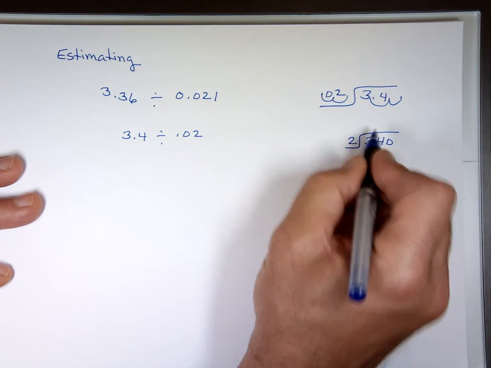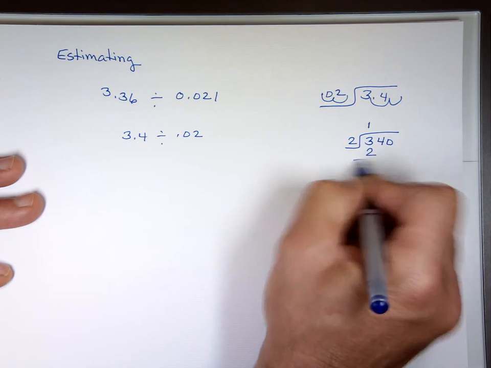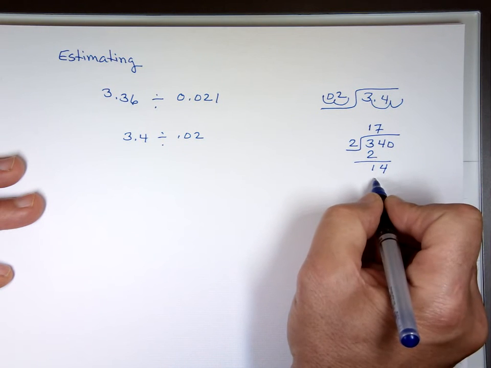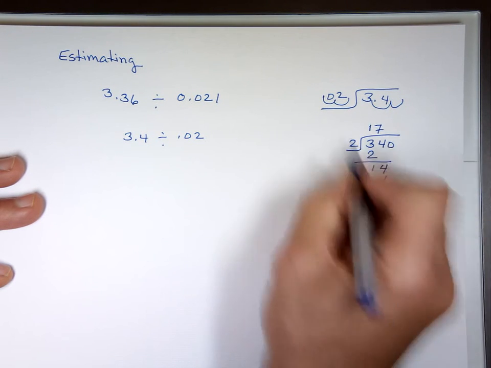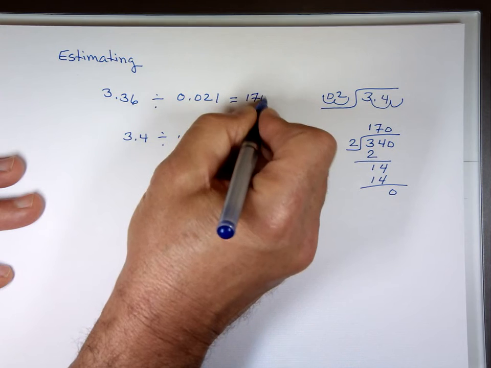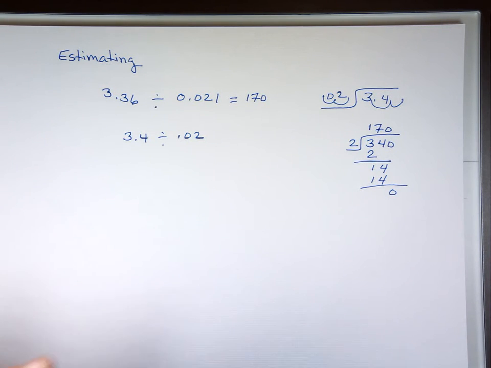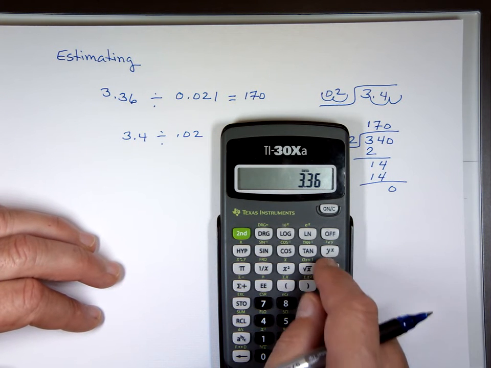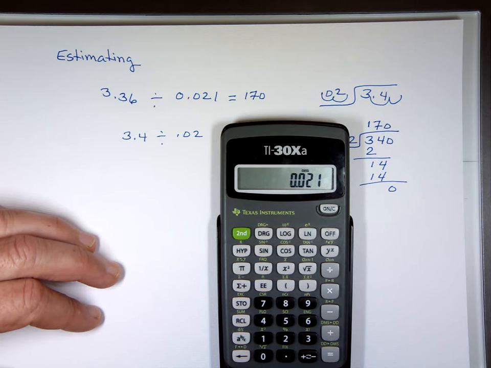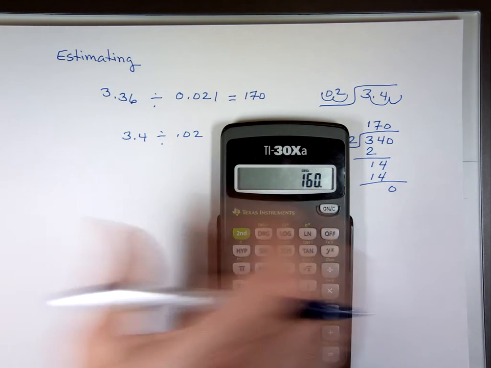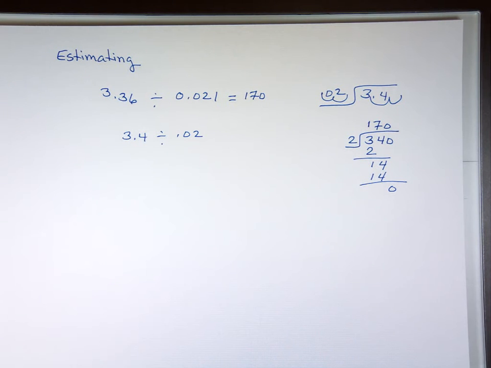3 divided by 2, 1. 1 times 2 is 2. 14 divided by 2, 7. 7 times 2, 14. Bring the 0 down. 0 divided by 2, 0. So my estimation is 170. Now, if I do the exact math, am I that far from it really? Let's see. 3.36 divided by 0.021 is 160. I'm just looking for a neighborhood answer. So estimation here says 170 instead of 160.